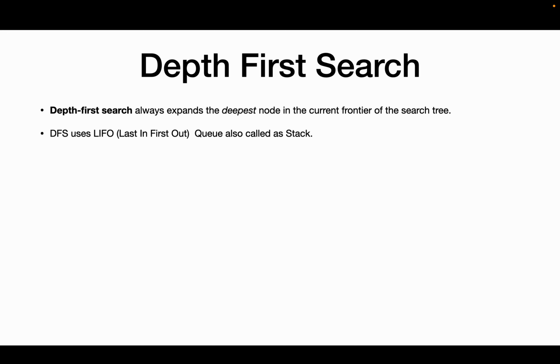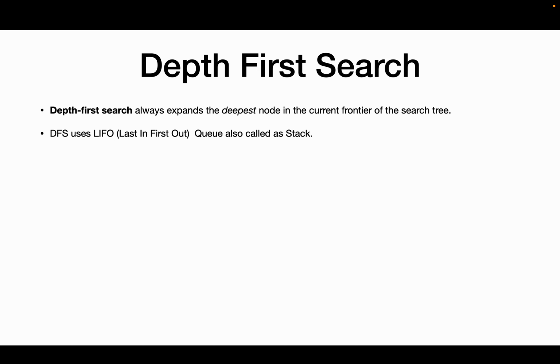So let us see how depth first search will help us in overcoming the limitations which we have seen in breadth first search. Depth first search always expands the deepest node in the current frontier of the search tree. So it pursues only one path. It goes deeper and deeper until it reaches the leaf node.